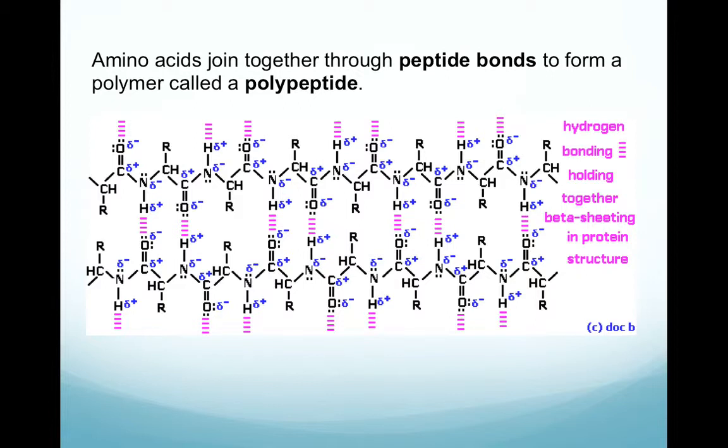Many amino acids join together through peptide bonds to form a polymer called a polypeptide. The polypeptide can then fold into various arrangements, such as the beta sheet that's shown here, by hydrogen bonds. So both peptide bonds and hydrogen bonds are very important in the structure of proteins.